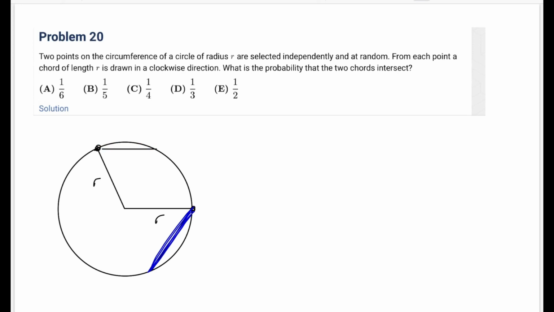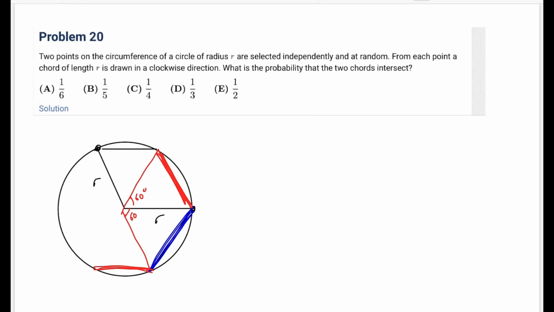This can move, and so the way that the chord could intersect this blue line would be for it to be like this, so that this is here and this is here, right? So this would be 60 degrees, and the other way is for this to be like that, right? So it works for every single angle from here to here.